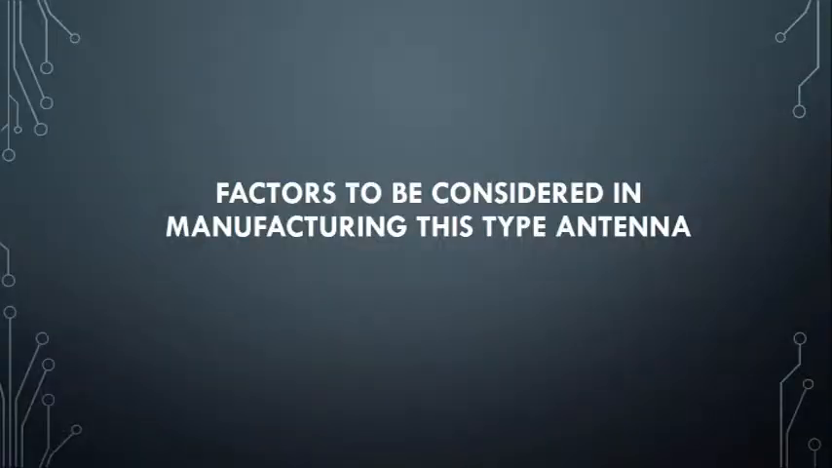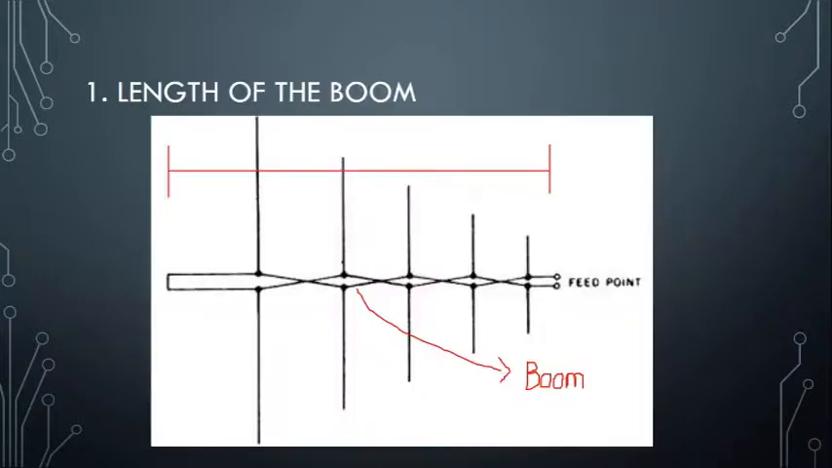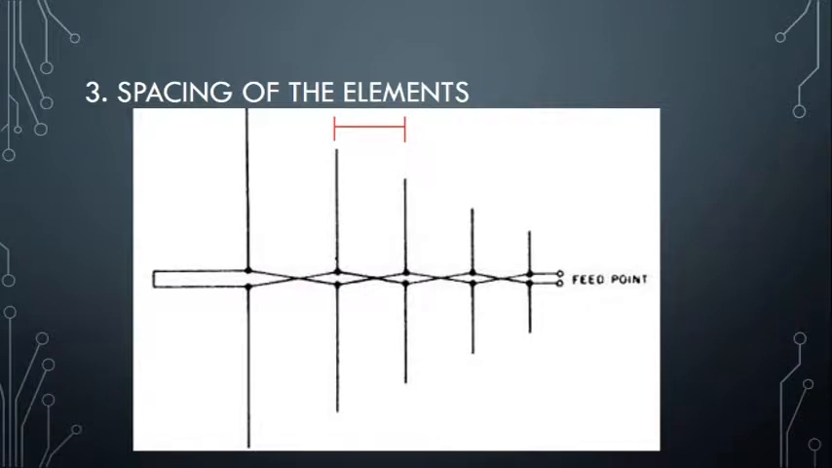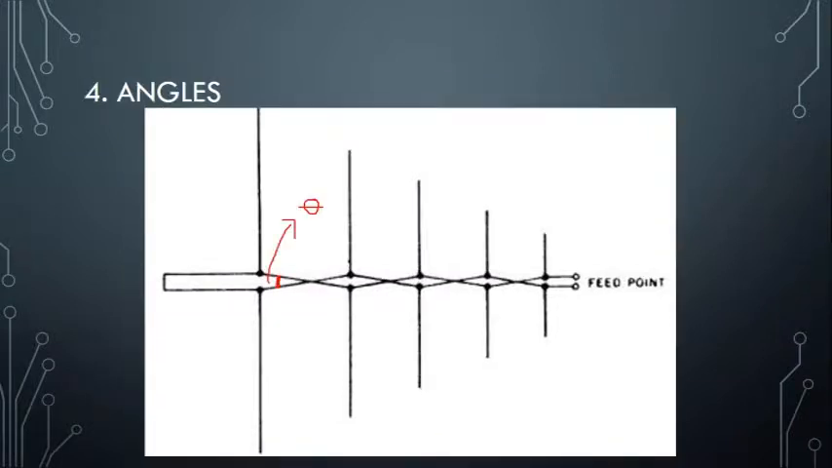In order to reach this goal, the manufacturer must consider every factor that can affect the performance of the product. These are the factors to be considered to maximize the performance. The first one is the length of the boom. The second one is the length of the elements. The third one is the spacings of the elements. And the last one is the angles.